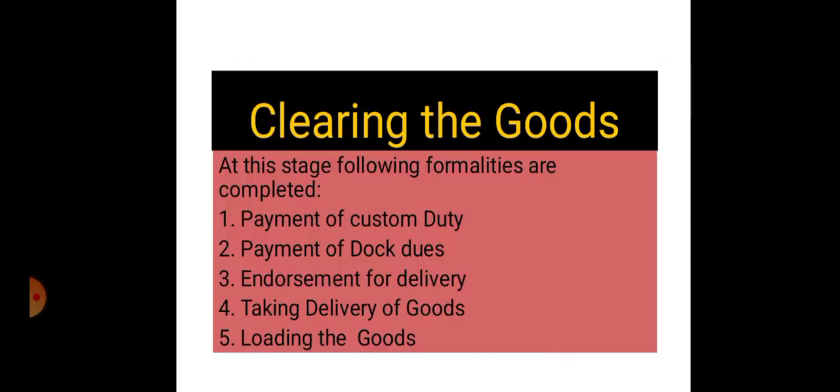Then the next step is clearing the goods. At this stage, the following formalities are completed: payment of customs duty, payment of dock dues, endorsement for delivery, taking delivery of goods and loading the goods. After doing these formalities, the clearing or forwarding agent gets possession of the goods.